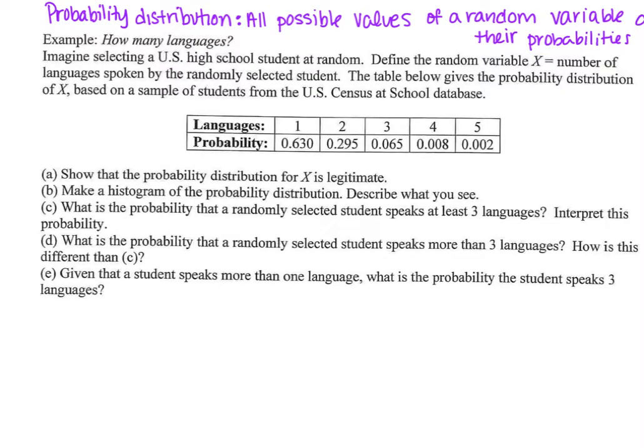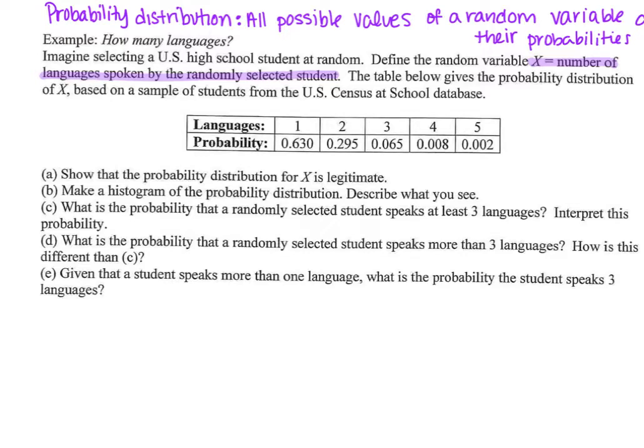You're selecting high school students at random. You're going to define the random variable x to be the number of languages spoken by that randomly selected student. The table below gives the probability distribution of x based on the sample of students from the U.S. Census at the school database.